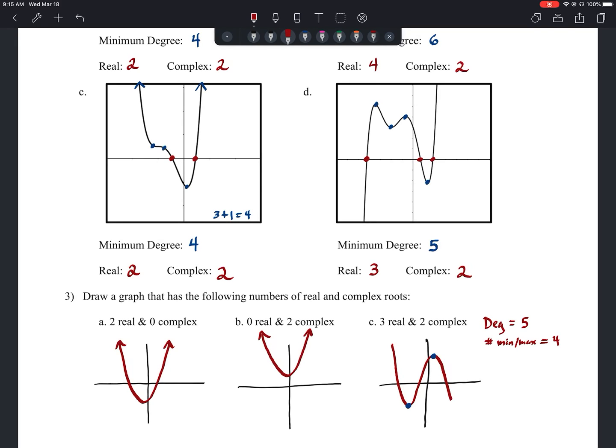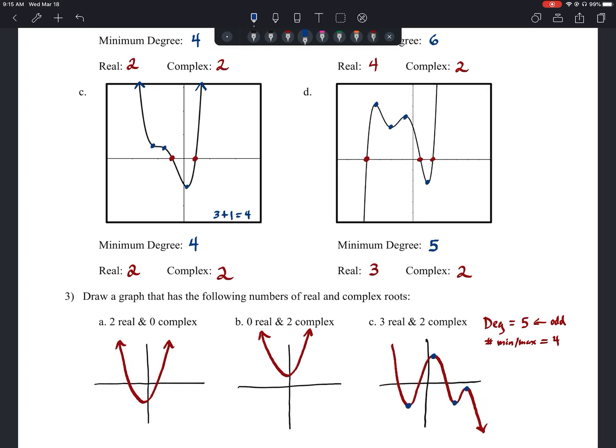Okay, so then let's look here. This has to end going down because it's an odd degree, right? This is an odd degree. That means we need to bend, but we can't touch the x-axis again, so we're going to have to bend and go back down there. So here is our next minimum and next maximum there.